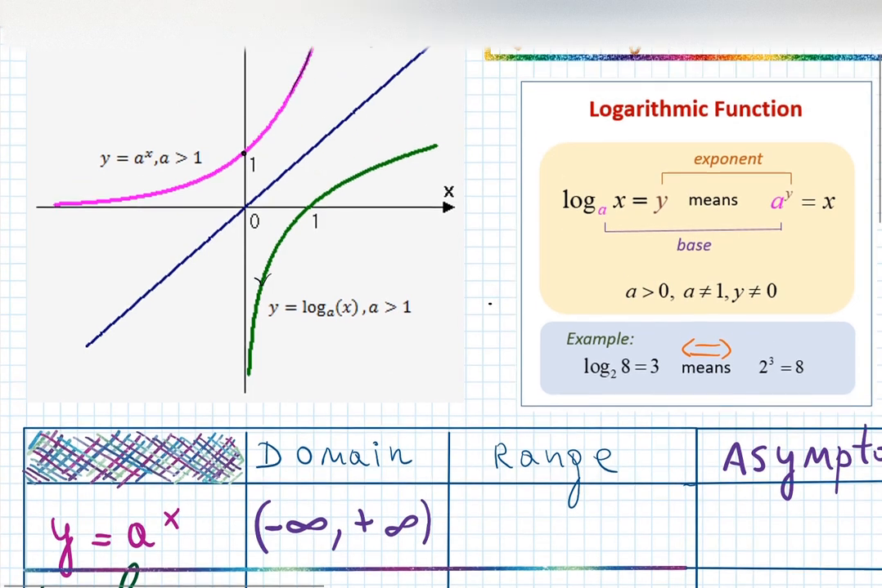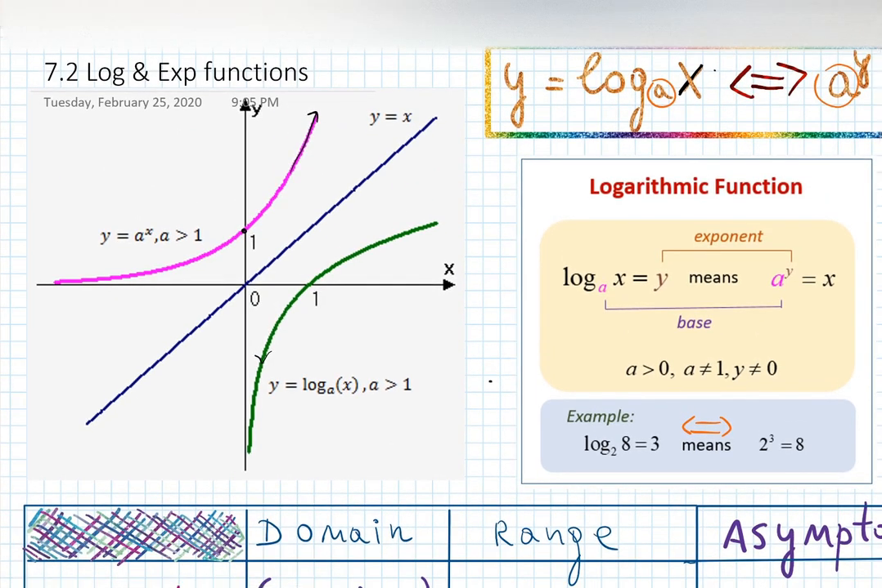The range is where my outputs are located. For a to the x, what are my outputs? What do you think? Do you all agree with this or not? Should it also include 0 or not? So how do we all know? We're looking at the graph. Where are my outputs? My outputs for the pink function, a to the x, seem to be always above the x-axis, right?